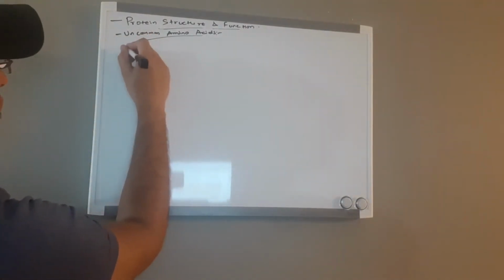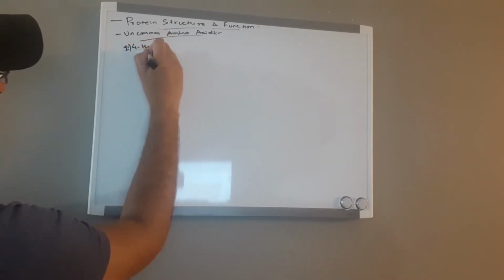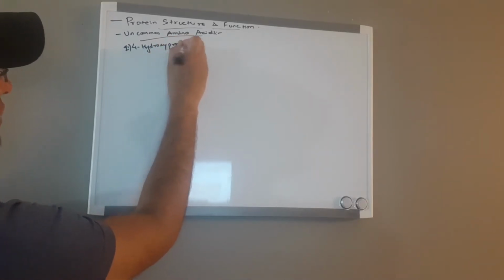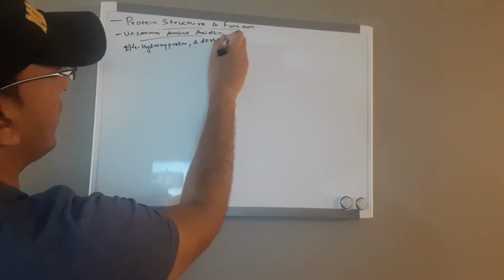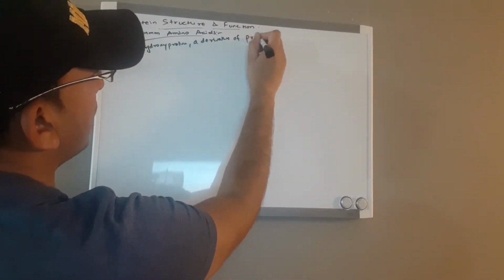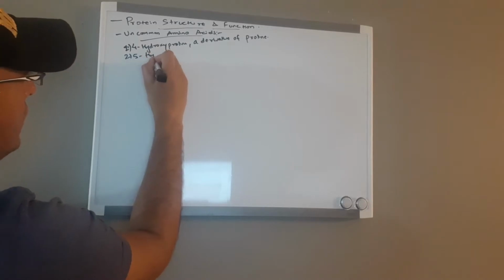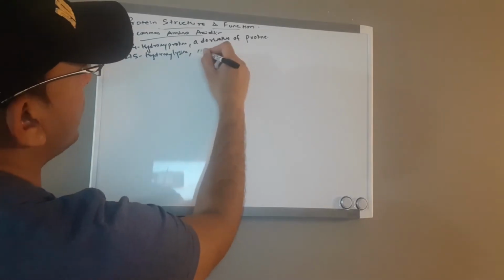Some of the uncommon amino acids are, number one, 4-hydroxyproline, which is a derivative of proline. And the same, there is 5-hydroxylysine, which is a derivative of lysine.